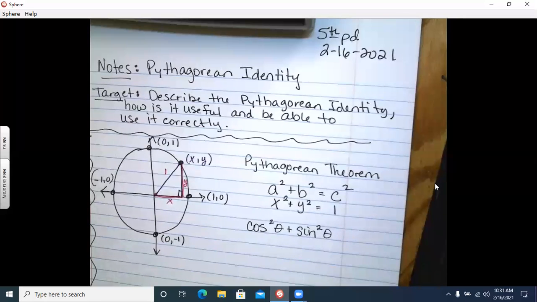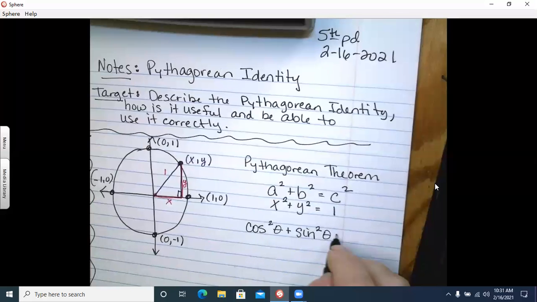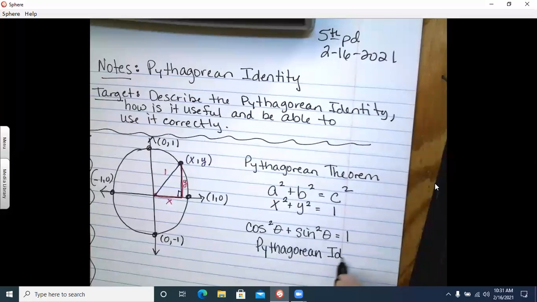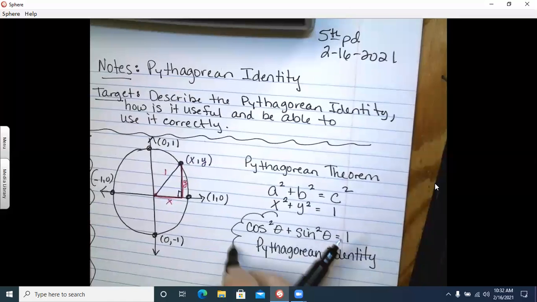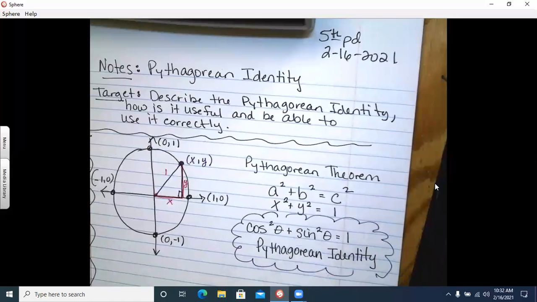And in a unit circle, the hypotenuse is always 1. 1 squared is 1, correct? So this is the Pythagorean identity. We get it from the Pythagorean theorem. In a unit circle, your hypotenuse is always 1. Any old triangle doesn't always have a hypotenuse of 1, but in a unit circle it does.